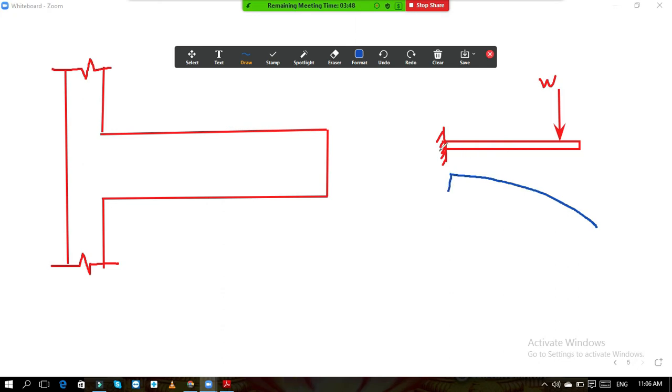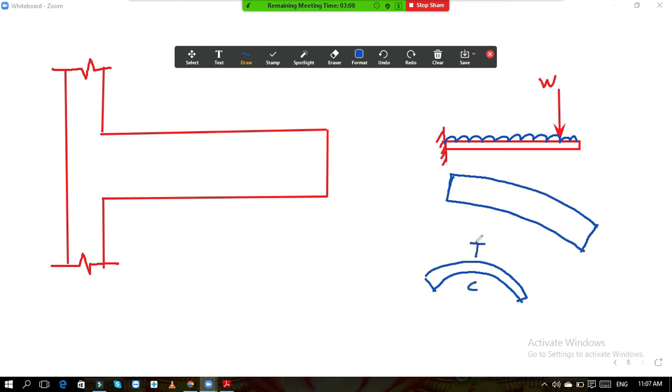Okay. Suppose now UDL is also there. The self weight of the beam is UDL. Then it will deflect like this. This is the deflection shape. Okay. So in the case of cantilever beam, the tension is created at the top. If you see the shape, it is deflected like this. So tension is at the top and compression is at the bottom.